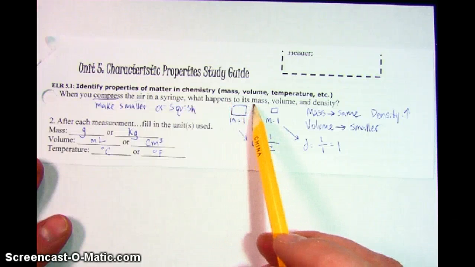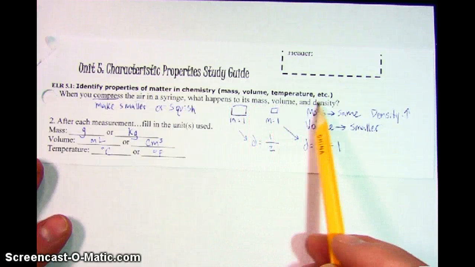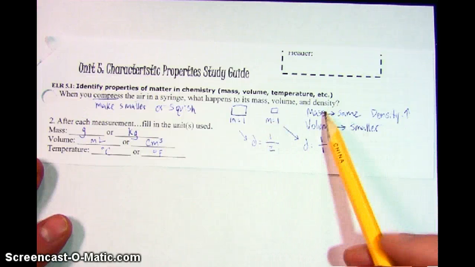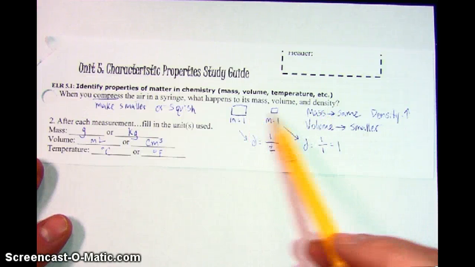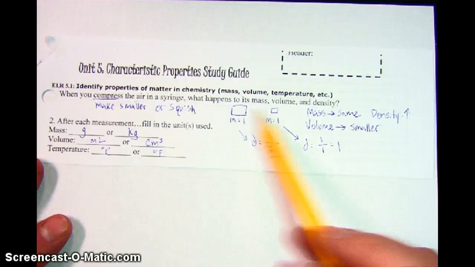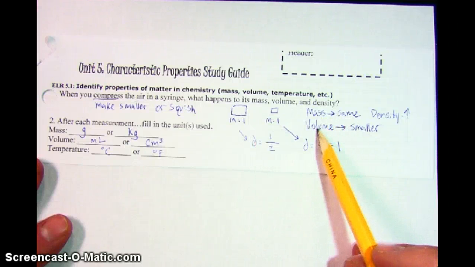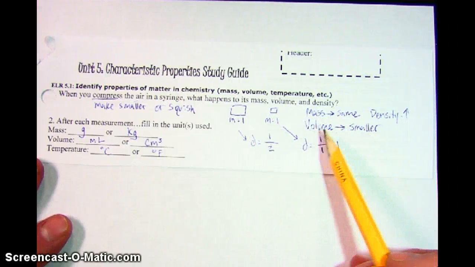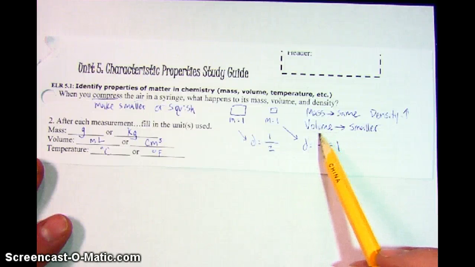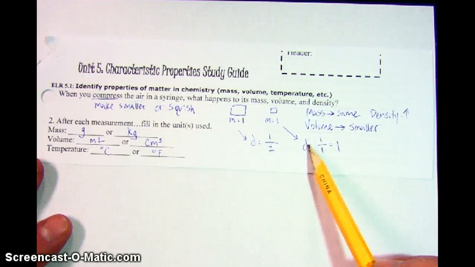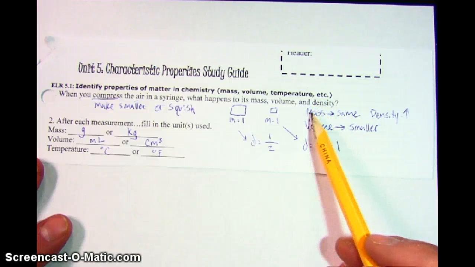So the question is asking us what's going to happen to its mass, volume, and density when we squish it. So the mass is going to stay the same. Making something take up less space isn't going to change how much mass it has. The volume, though, the definition of compressing is to make volume smaller, so volume is going to be smaller. The real question here is what's going to happen with the density.